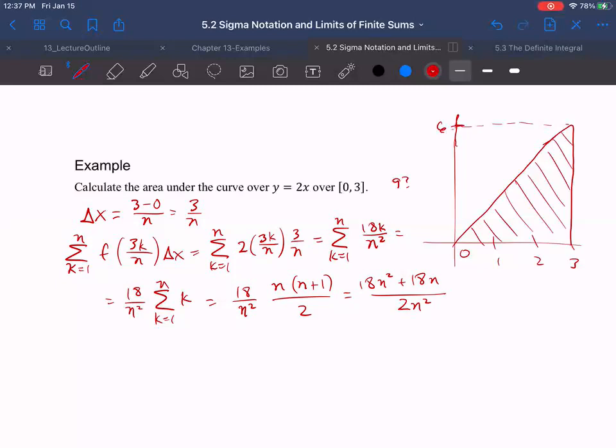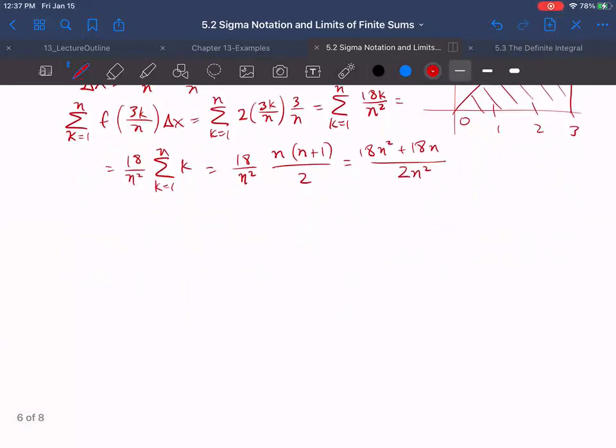And so now what do we do next? Yeah, take the limit, right? We want to take that limit as n goes to infinity. And so now we're going to say the limit as n goes to infinity of 18n squared plus 18n over 2n squared. What's that going to be? Yeah, 18 over 2, right? Those are the leading, the whatever it is of those polynomials is the same. Degree, thank you.